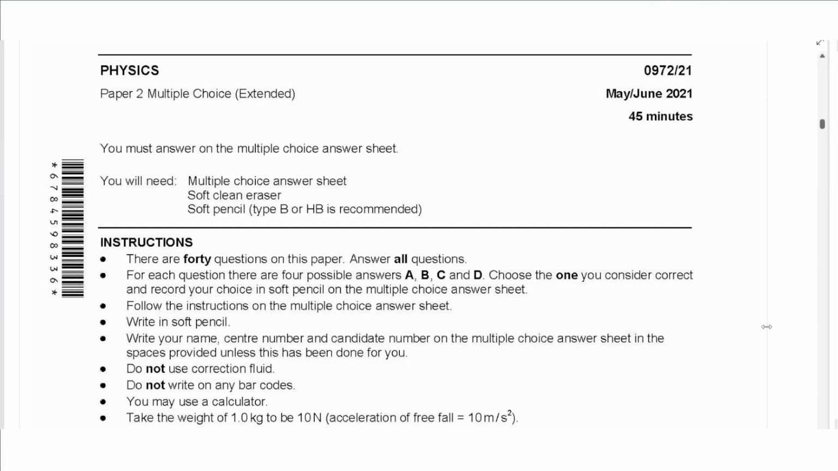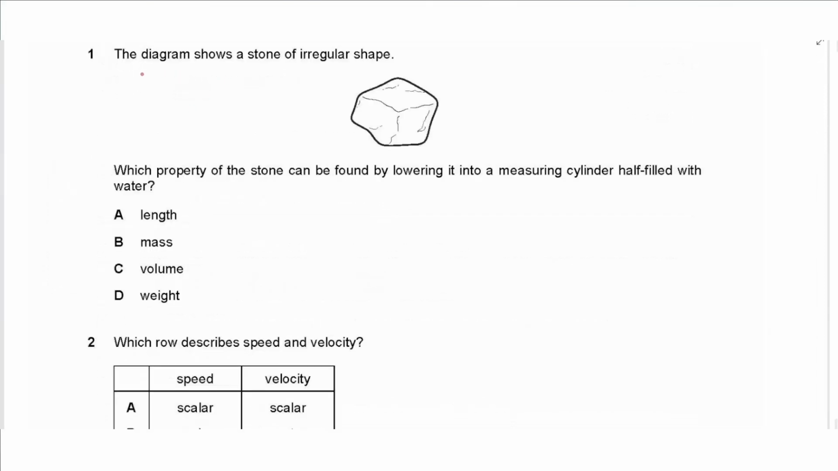In this video I will be solving the paper 2 exam for May-June 2021 variant 1. So let's get started. Question 1 says a diagram shows a stone of irregular shape. Which property of the stone can be found by lowering it into a measuring cylinder half filled with water? It's not the length, mass, it is the volume, not the weight. So the answer is C.